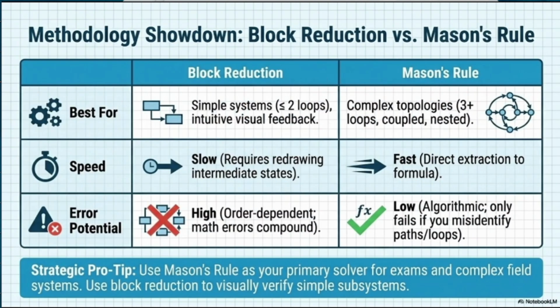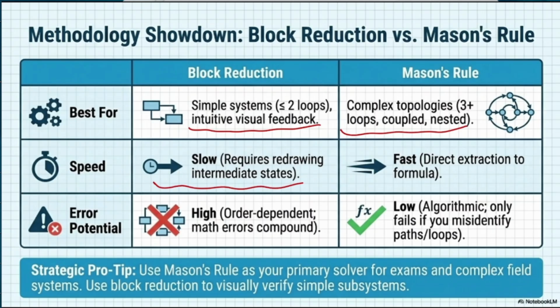So let's have a little comparison between the block reduction from the previous chapter and Mason's rule. When we use block reduction, most of the time if your system only has maybe 1 or 2 loops, that's intuitive and fast. But when your system is complex, with 3 or more feedback loops, a couple nested, it's not very feasible.